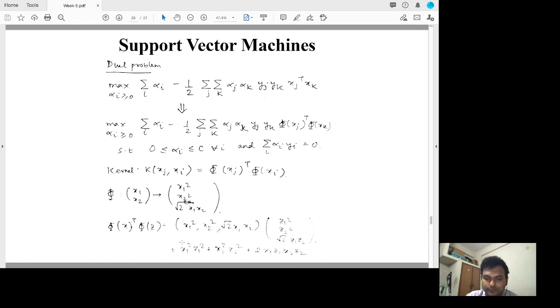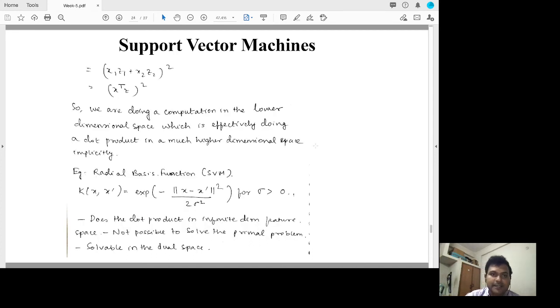Yes, x1 z1 plus x2 z2, bracket square, correct. So it is precisely this, right? x1 z1 plus x2 z2 whole square, correct? Right. What is x1 z1 plus x2 z2? It is nothing but x transpose z. Am I correct? This is correct, right? You are following me. Yes.